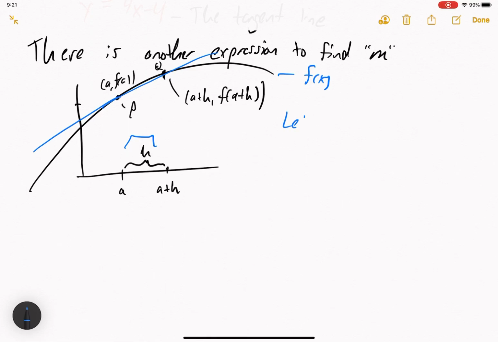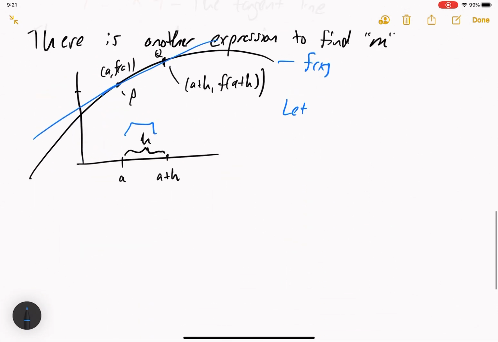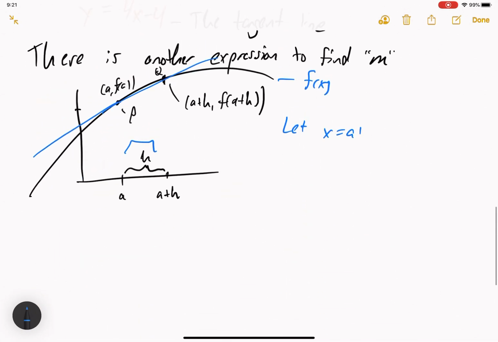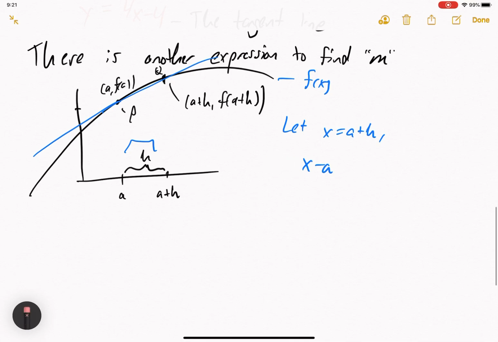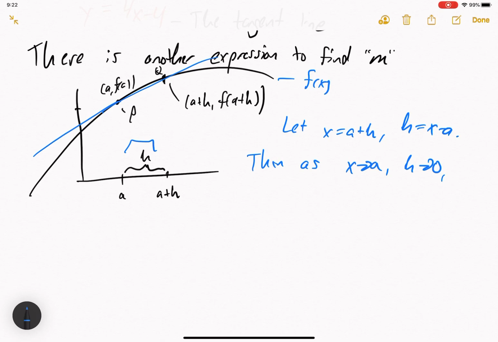So what we do is, if we talk about it in terms of what we did above, we'll say let x equal a plus h. And then what we get is h is equal to x minus a. And then as x goes to a, it's the same thing as h going to 0. And so what this gives us is an equivalent definition for the slope of the tangent line.